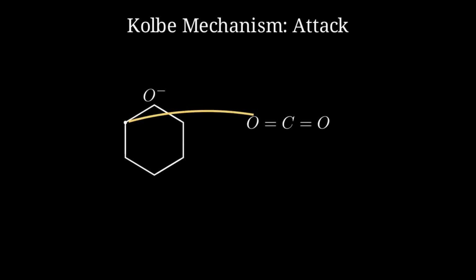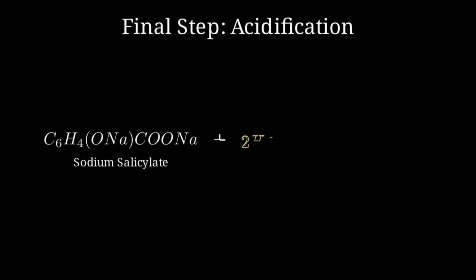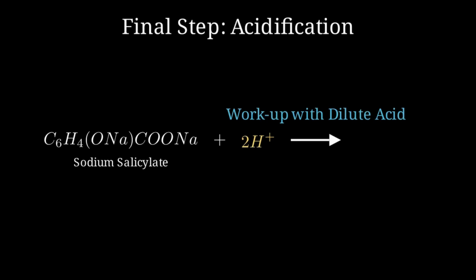Carbon dioxide is a weak electrophile, but the highly nucleophilic phenoxide ring is strong enough to attack it. The ortho carbon bonds to the central carbon of CO2, forming a carboxylate group attached to the ring. The immediate product is sodium salicylate. To obtain the final organic acid, we perform an acidic workup. Adding dilute hydrochloric acid protonates the carboxylate group to yield pure salicylic acid.